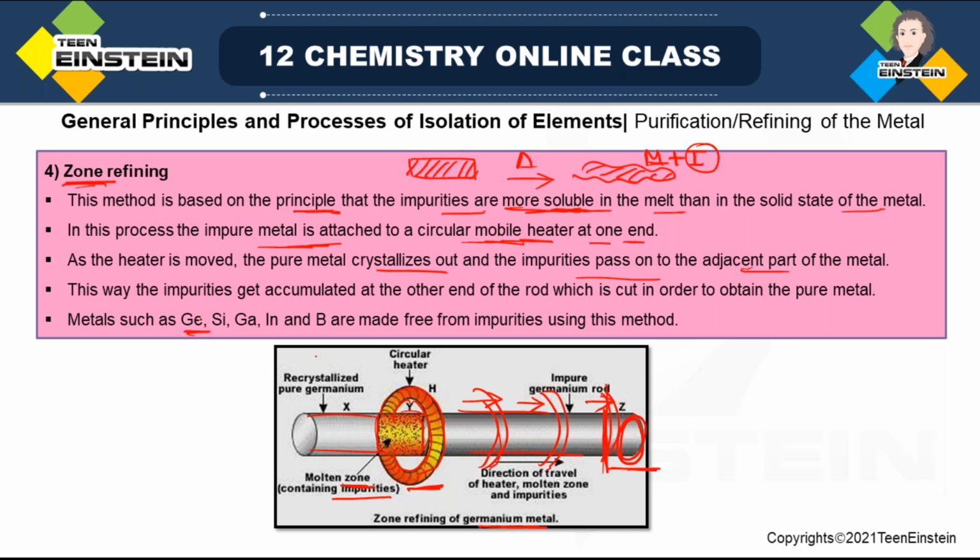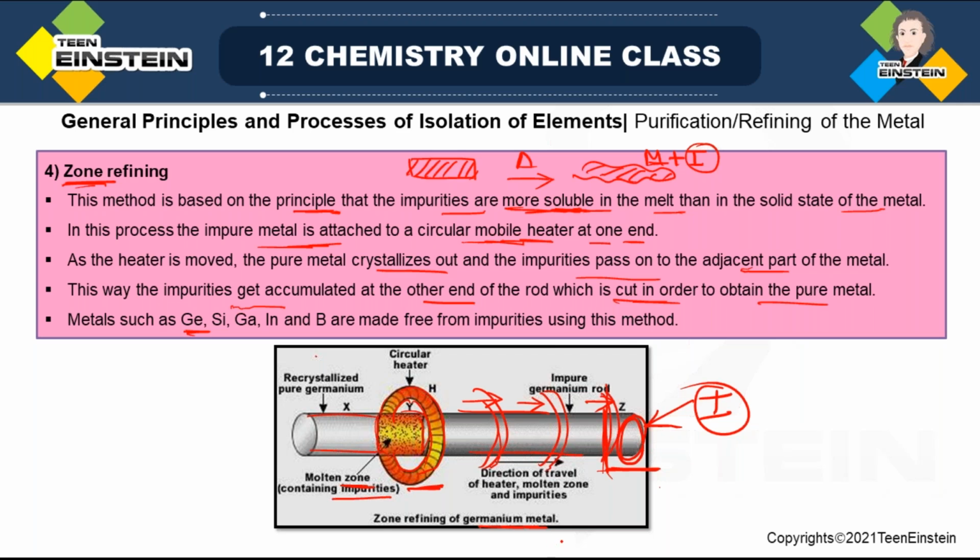In this way the impurities will be accumulated at the other end. In this case it is the right hand side end where the impurities will be accumulated, I for impurity, and ultimately that other end of the rod is cut in order to obtain pure metal. If you cut this part, you can get the pure metal.